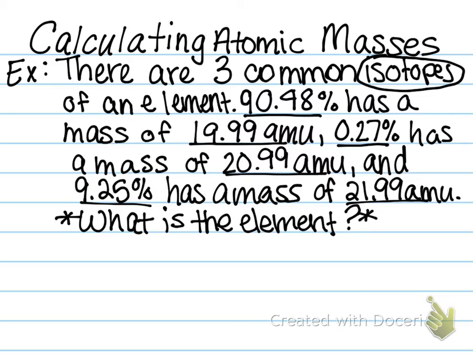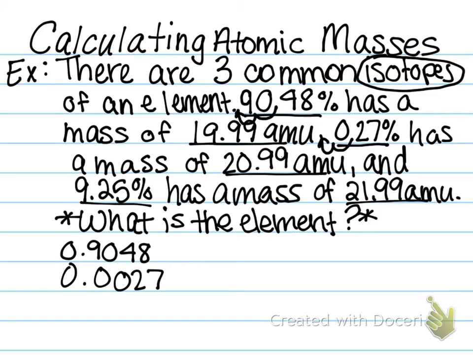The first thing we need to do in solving these problems is we need to move our decimal point 2 places to the left in each of our percentages. And we're just going to copy this at the bottom. And so our first one, which was 90.48%, now becomes 0.9048. We can do the same thing with our second percent and turn that into 0.0027. And our last percent, we can change to 0.0925.